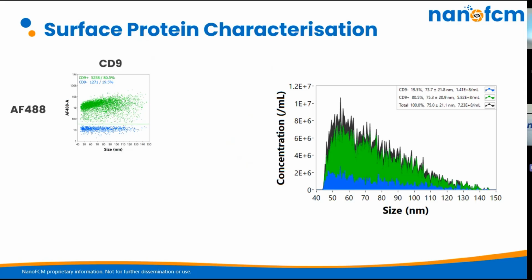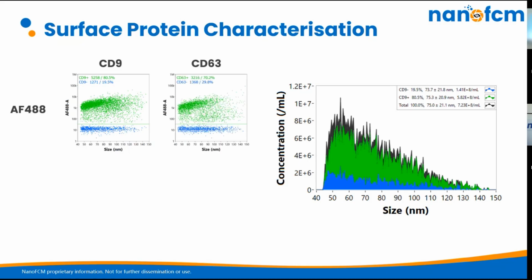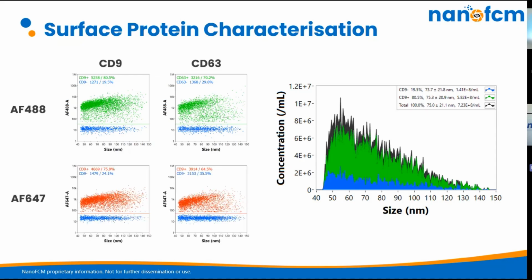This is some work we've done on surface protein characterization. So this is an EV population where we have labeled it with CD9 AF488 antibodies. We see on the left we have a population of 80.5% of CD9 positivity in our sample. And because we can then gate this, we can determine not only the fraction of EVs that are fluorescent for this label, we can then look at size distribution for each subpopulation as well as concentration. When we tested this for CD63, we found a positivity of 70.2%. And this is to highlight that we can also detect things in the red channel, such as fluorophore with AF647.